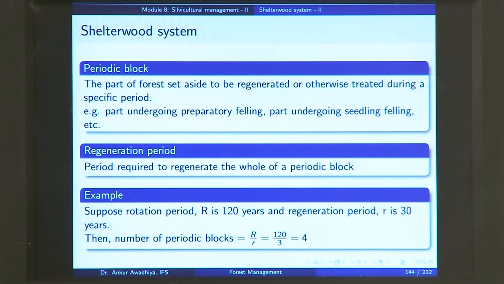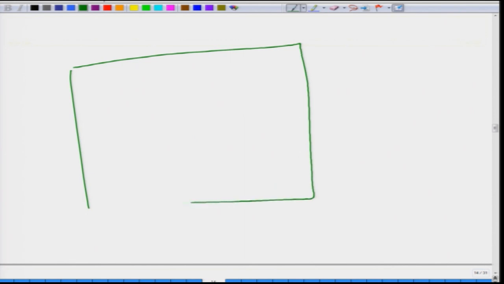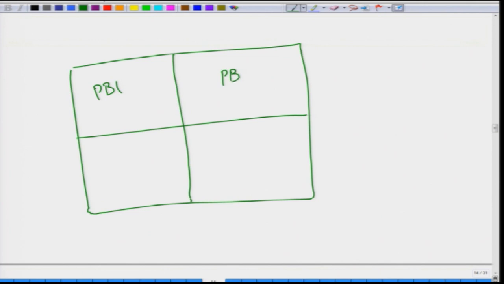Now, we also have the regeneration period, which is the period that is required to regenerate the whole of the periodic block. Suppose this is your forest and you are dividing it into four periodic blocks. This is your periodic block 1, periodic block 2, periodic block 3, and periodic block 4. Now, the regeneration period asks the question, how much time do I need to regenerate the whole of a periodic block?